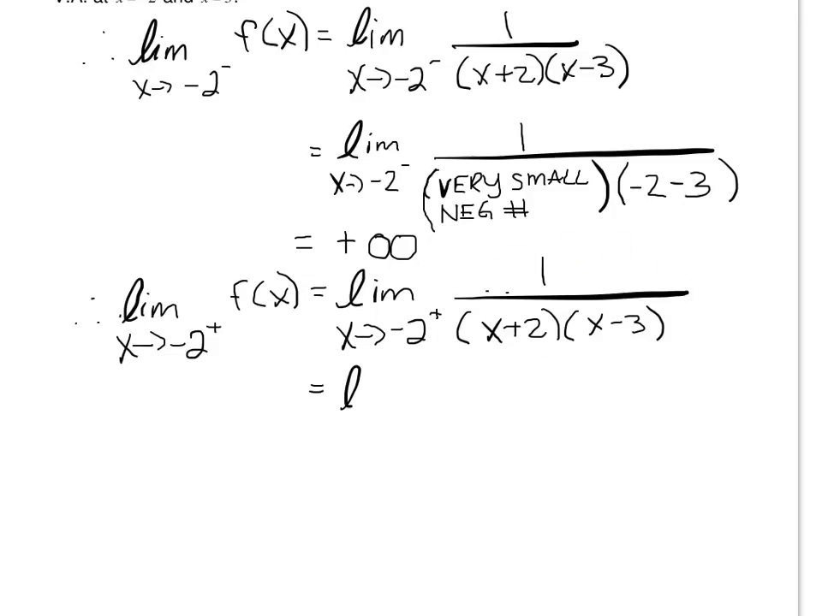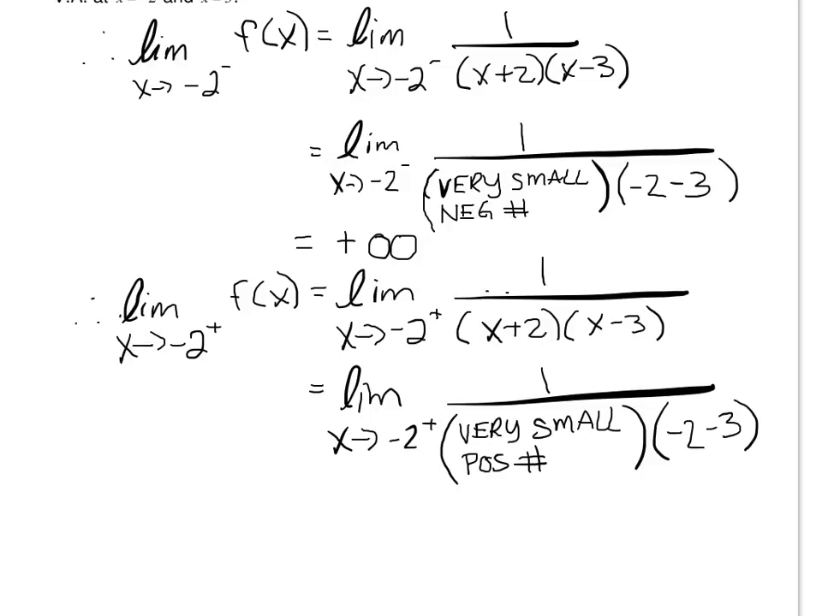So if we look, we get the limit as x approaches negative 2 from the positive side of 1 over, and what's going to happen is, overall, this whole piece right here is going to be a very, very small positive number. So for example, if I subbed in negative 1.9999999, I would get a very small positive number. So let's write that in. What's going to happen to this overall? This is a very small positive number multiplied with negative 5. So overall, this is going to be a very, very small negative number. 1 divided by a very small negative number overall is going to approach negative infinity.